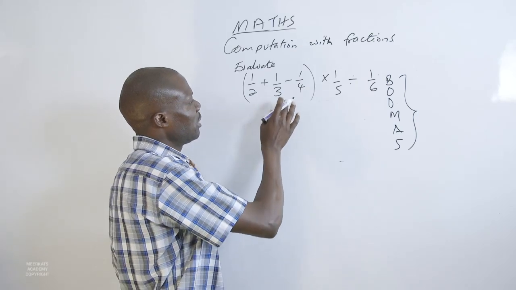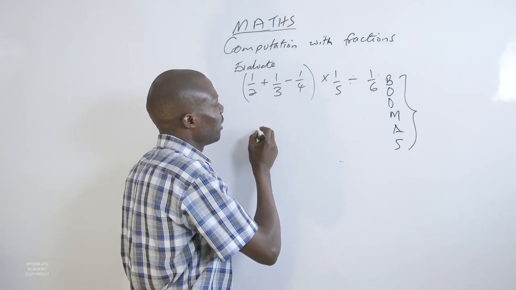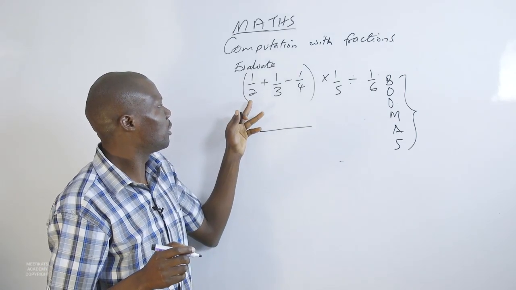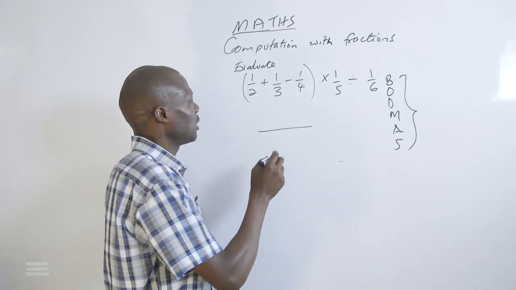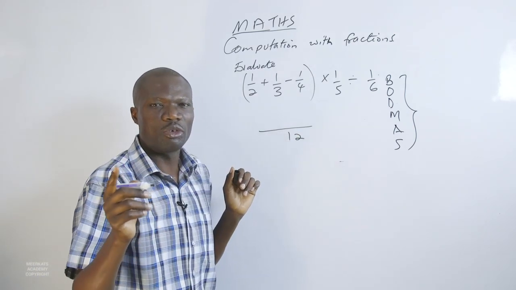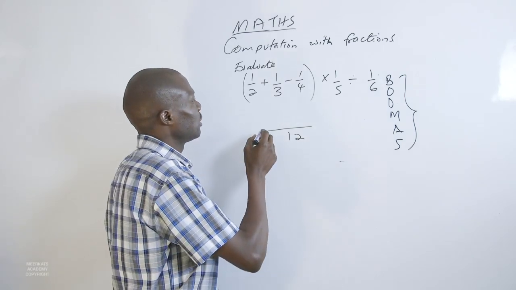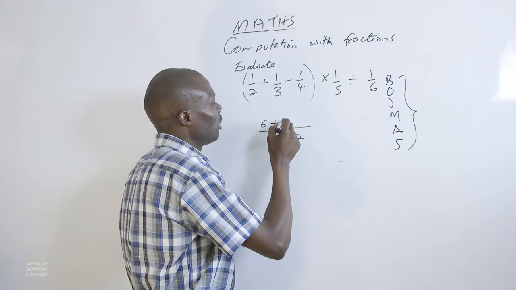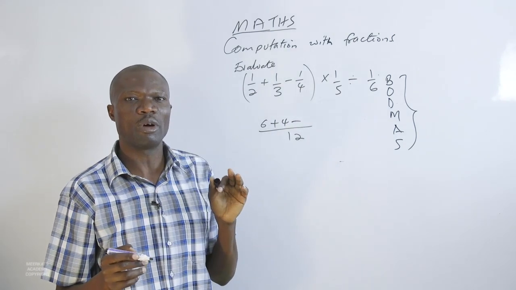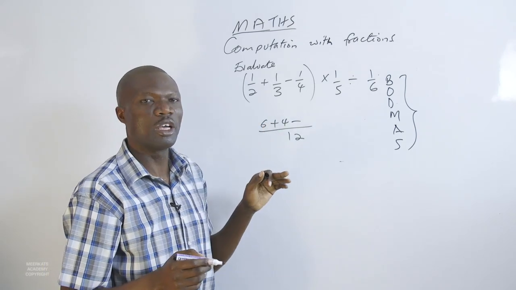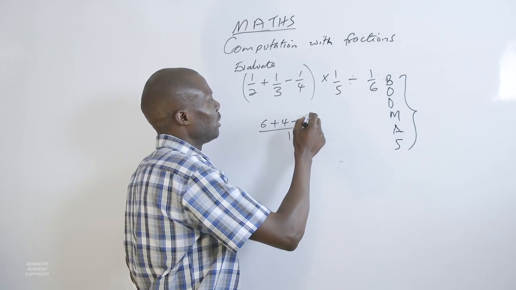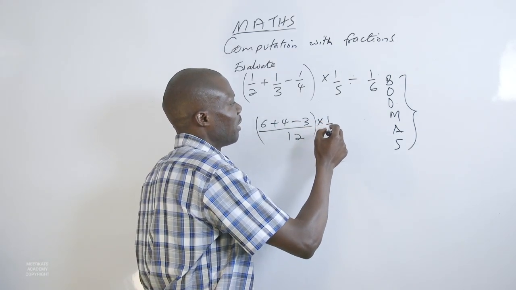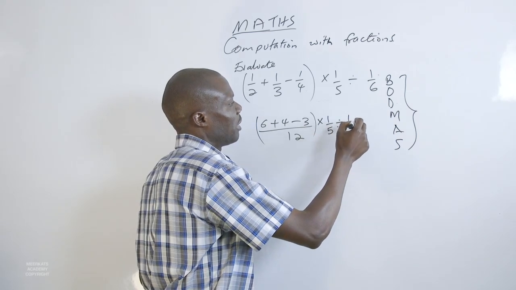What is inside the brackets here, we need to find the least common multiple of 2, 3, and 4. And in this case, it is 12. 12 divided by 2 is 6, times 1 is 6. 12 divided by 3 is 4, times 1 is 4. And 12 divided by 4 is 3, times 1 is 3. This is what is inside the brackets, and then we multiply by a 5th divided by a 6th.